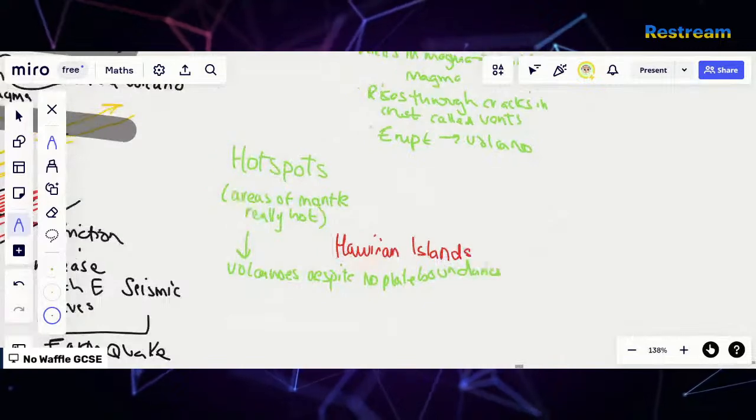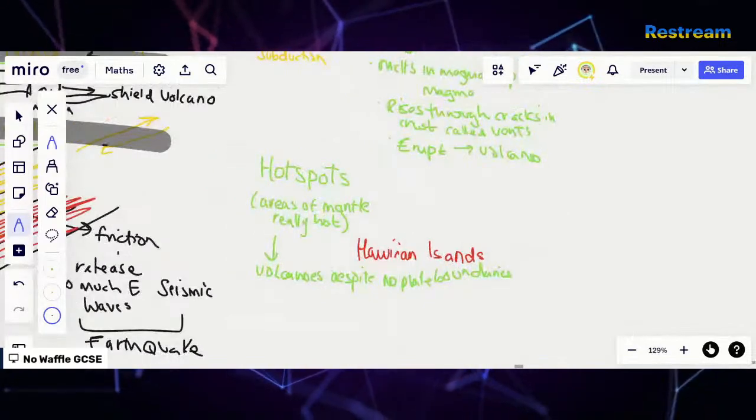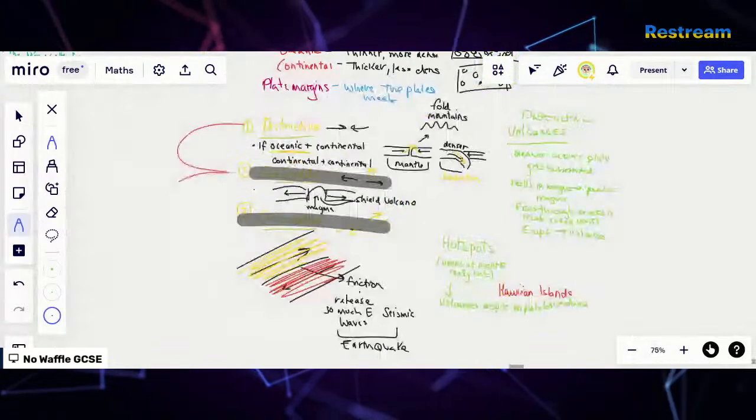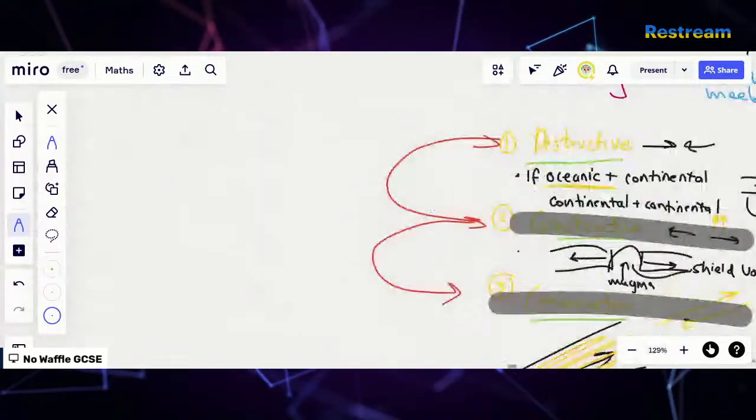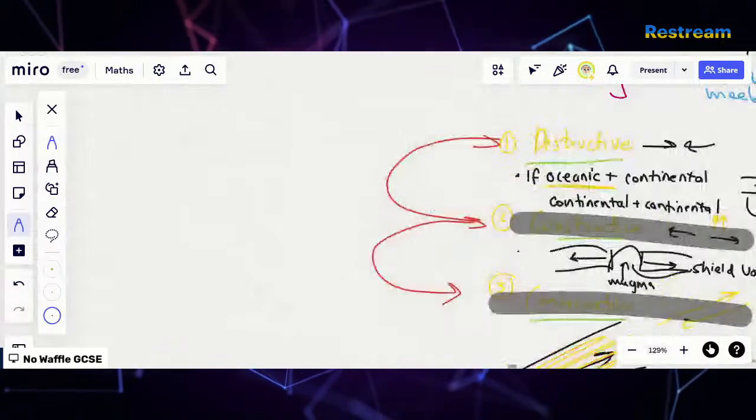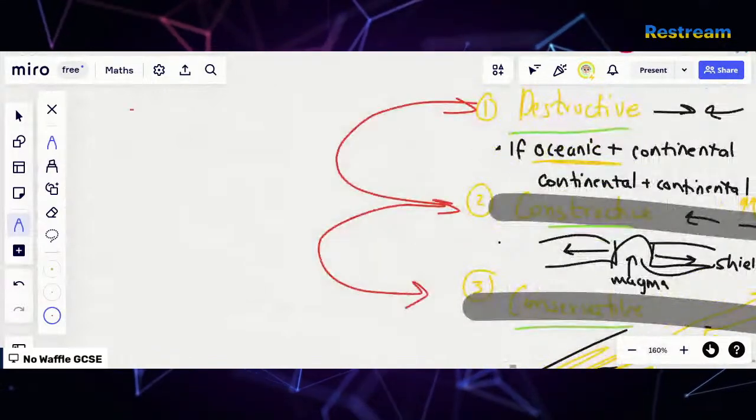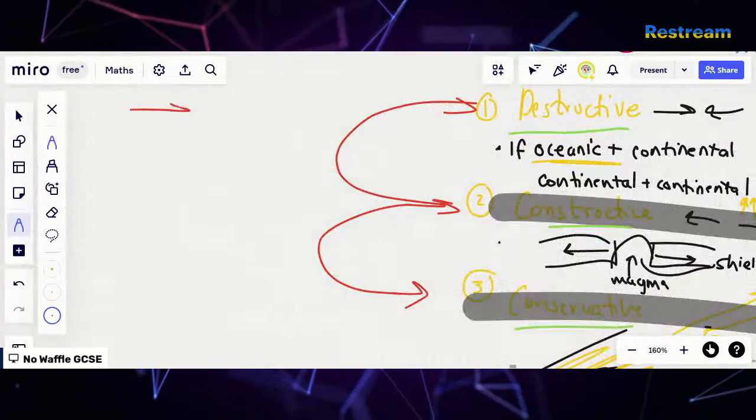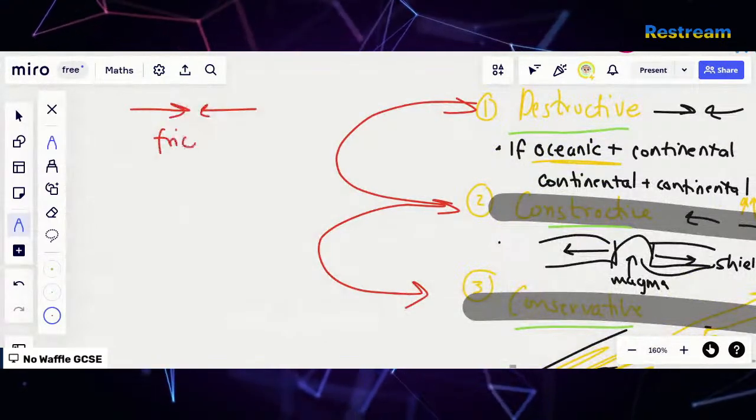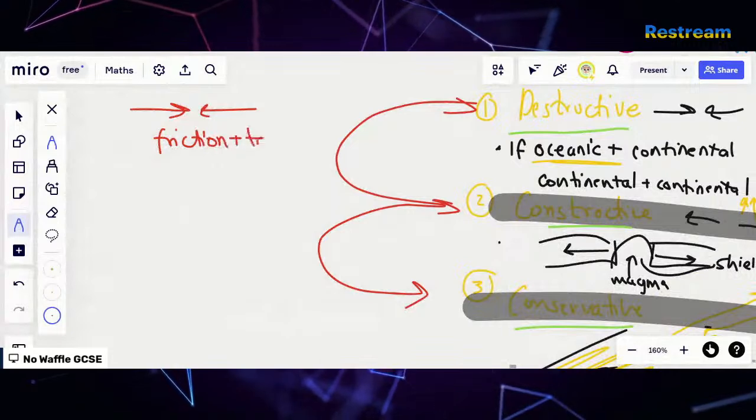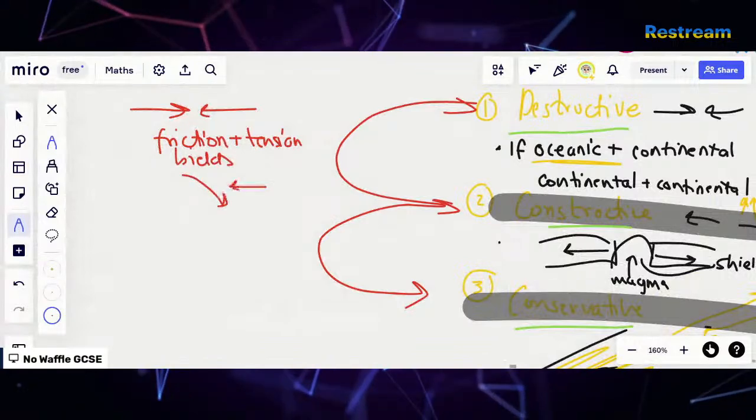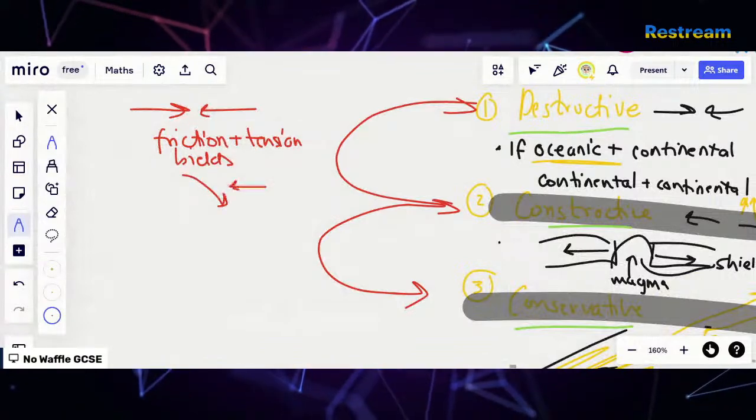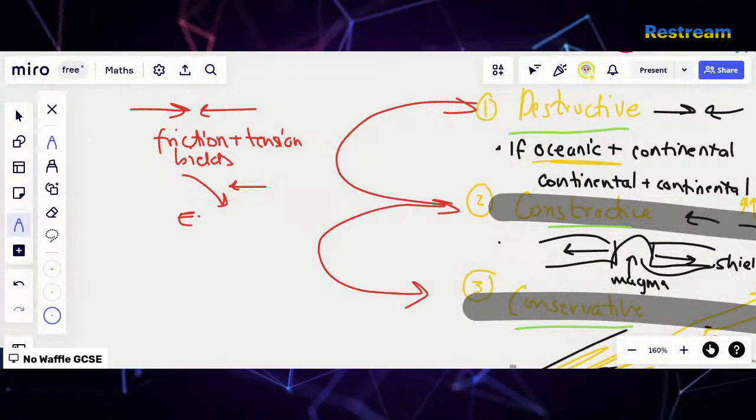Now, earthquakes, however, can occur at all three plate margins. And let's see how. In terms of destructive margins, earthquakes happen as the two plates collide against each other, friction and tension build. And as the denser plate is being subducted, there's also a lot of friction here, and this friction is then released as energy.